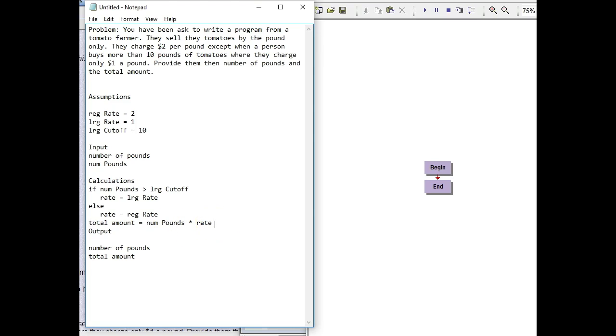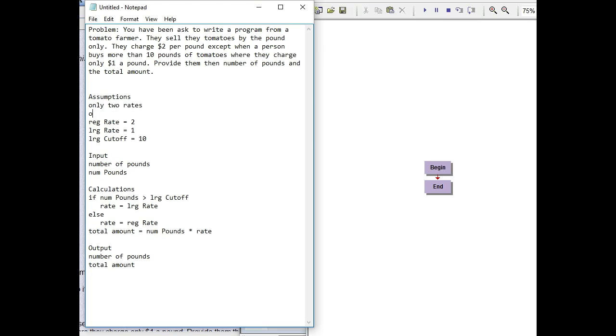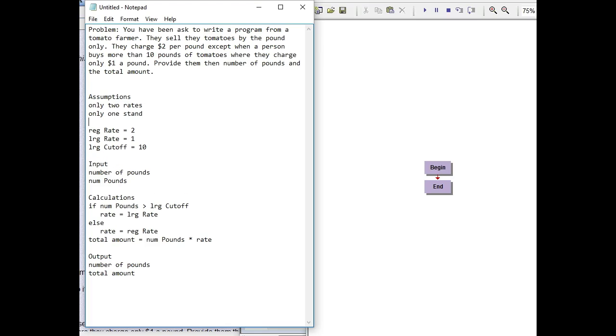All right, so let's go ahead and make this a little prettier, and tighten this up. All right, so this is it. Problem solved. We get this output based upon this decision and this math after this input and then assumptions. So what's some other assumptions? Only 2 rates. Only 1 stand. I can't think of another one.